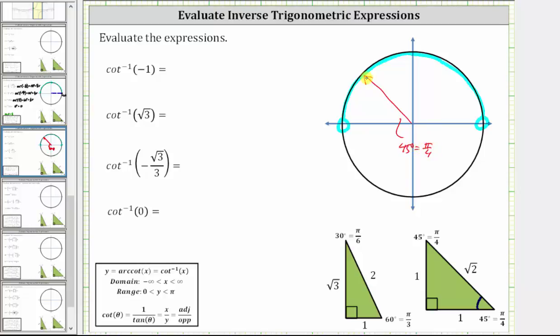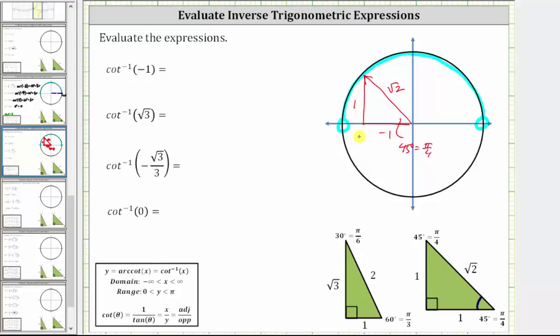Let's go ahead and sketch the reference triangle. Because we are in the second quadrant where x is negative and y is positive, we would label the adjacent leg -1, the opposite leg 1, and the hypotenuse square root 2. Notice how this reference triangle does give us a cotangent function value of -1 divided by 1, which is -1.